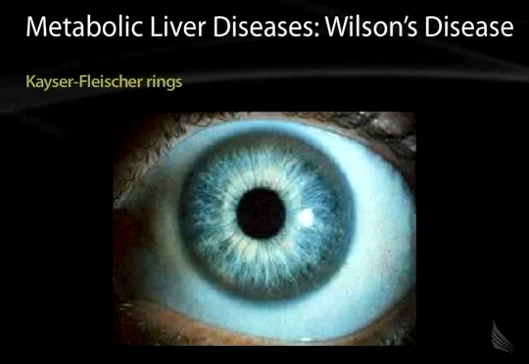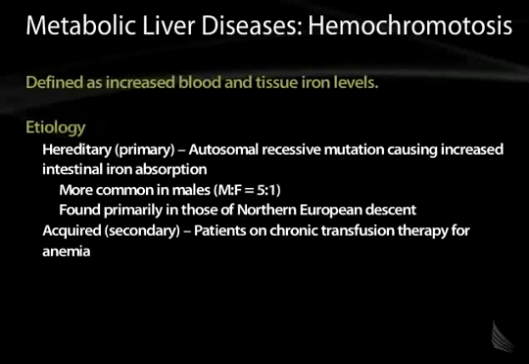This slide shows what Kaiser-Fleischer rings look like. Notice at the edges of the cornea, you see the brown pigmentation. This brown-bronze pigmentation is the copper deposition.